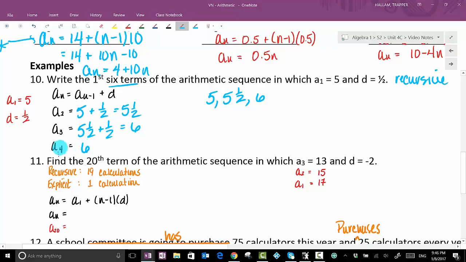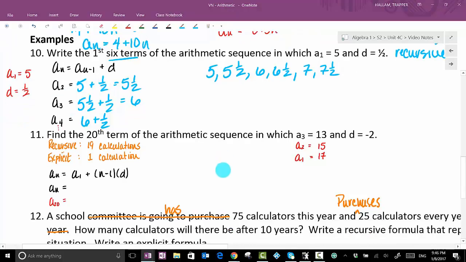So we're going to take 6, because that's the previous term. That's what a sub 3 is equal to, the previous term, and we're going to add a half, and that's going to get us to 6 1/2. And I think we need one more term. 1, 2, 3, 4, and we're going to go to 7 and 7 1/2. We'll do it on the sequence. So that shows you how the recursive formula works. Really easy. You might be able to do it in your head, but we can write it out and show our work, which is always nice.